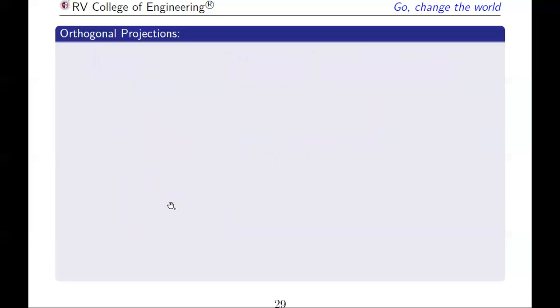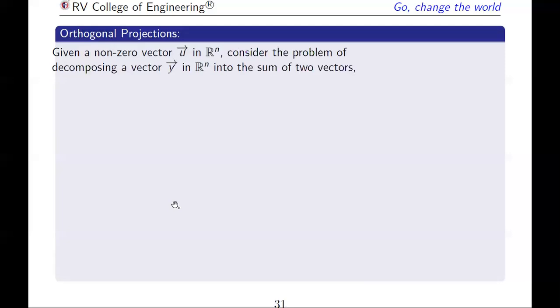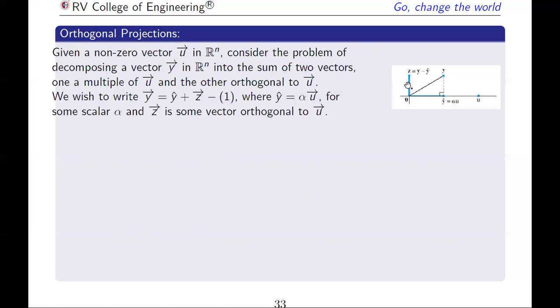So next we will move on to the orthogonal projections. So first we will consider a vector u in R^n and a vector y also in R^n. Here our aim is to resolve y as a sum of two vectors, one which would be a multiple of u and the other which is orthogonal to u. So here you can see in the example, this is the vector y, it is projected onto the vector u. So it is denoted as y-hat.